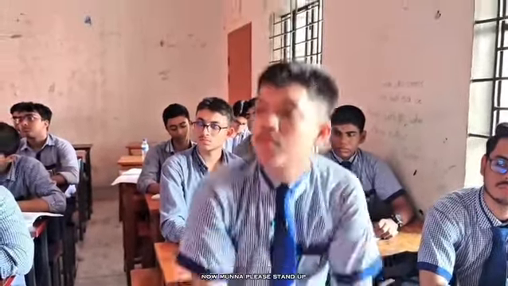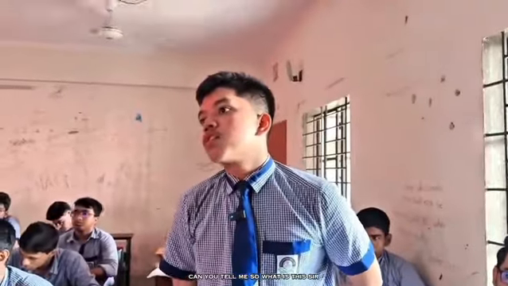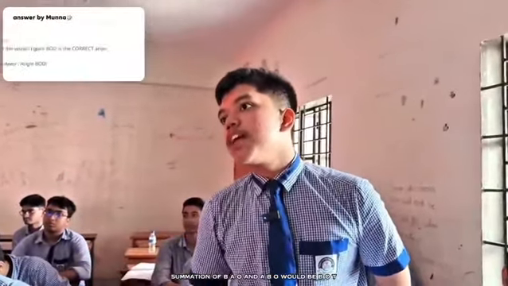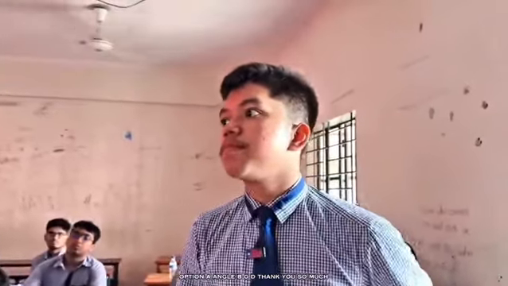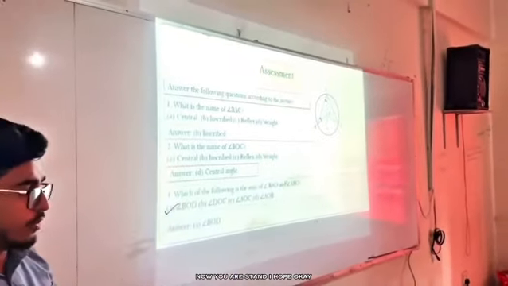Now, Muna, please stand up. Can you tell me what the answer is? The sum of BAO and ABO would be angle BOD, option A. Thank you so much. Sit down. Okay, now I hope you understand, okay?